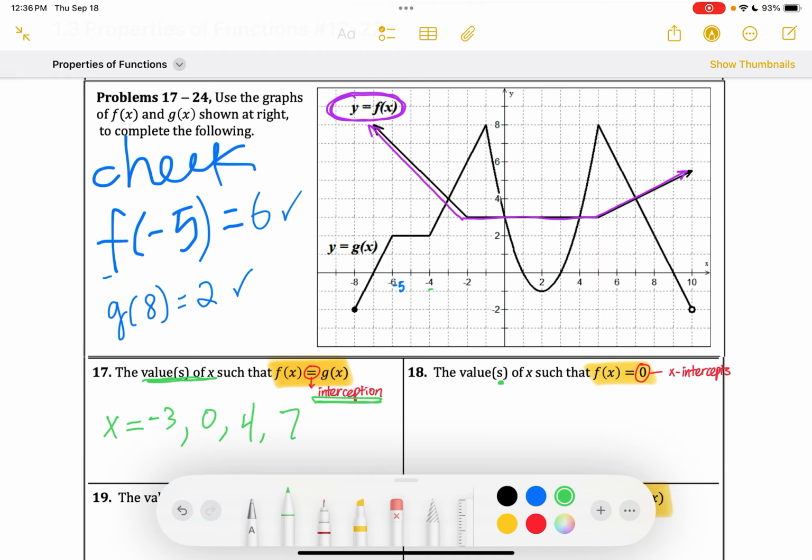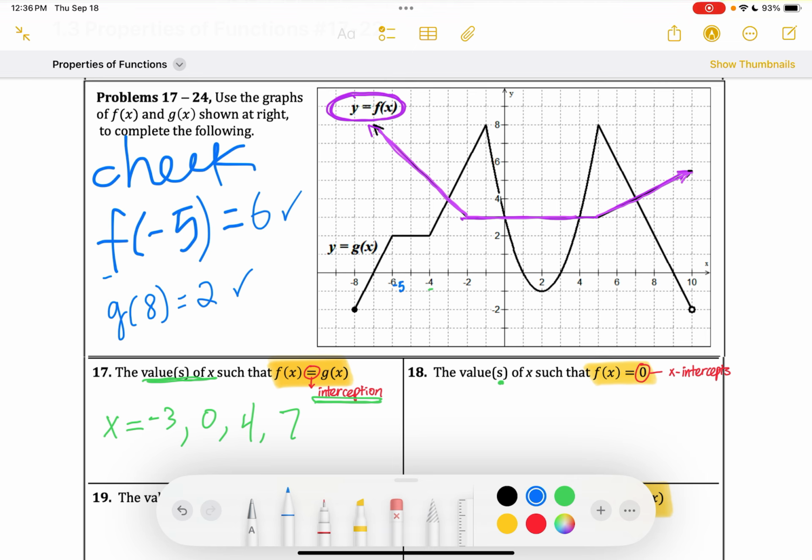Remember, we are looking for the function f. So I'm going to use the purple line to indicate this is my function f of x. I'm not happy about the extra. Okay, much better. All right, so what you see is what you got.